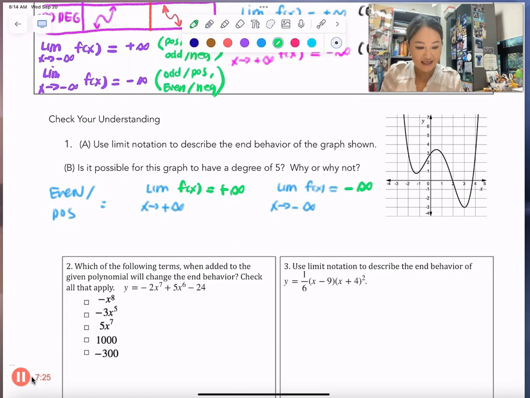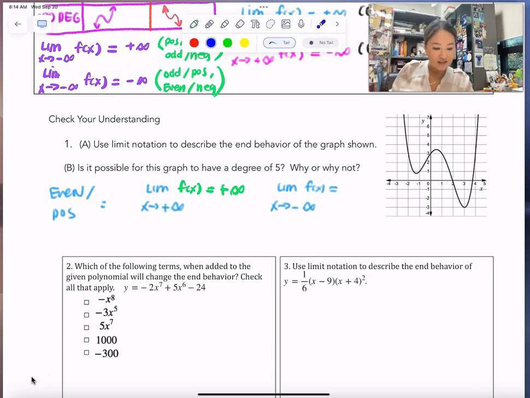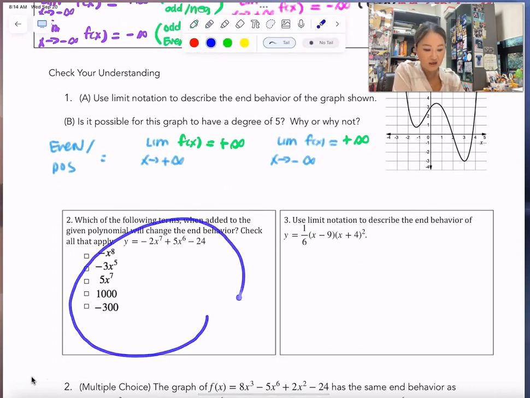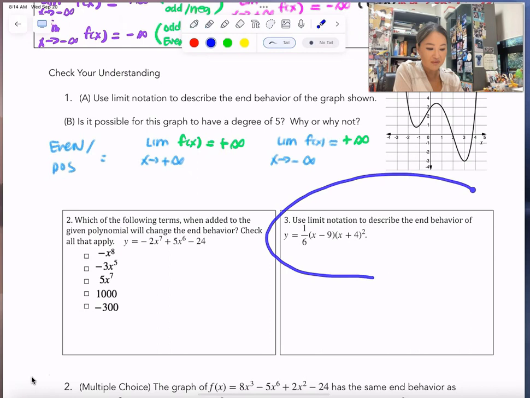Oh, just kidding, right? I was just kind of trying to not think, right? It's going to go up, up, up, up. So it's going to be positive infinity here. Pretty simple, right? Pretty basic, okay? I'll let you guys think about the rest here. Limit notation to describe the end behavior.